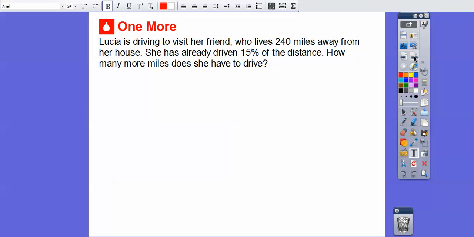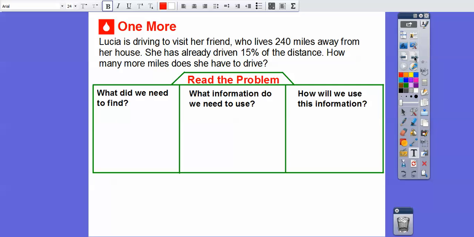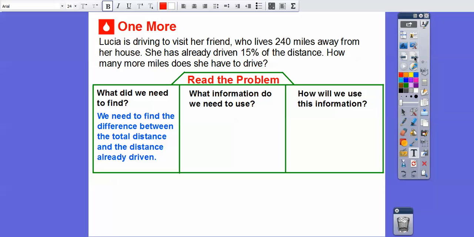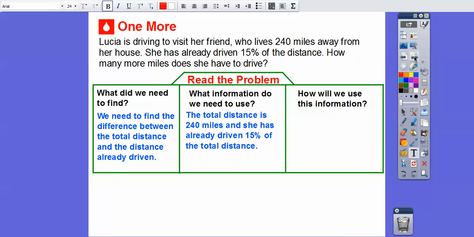All right, so one more, you guys. So Lucia is driving to visit her friend who lives 240 miles away from her house, and she has already driven 15% of that distance. How many more miles does she have to drive? Okay, so what do we need to find? Well, we need to find the difference between the total distance of the 240 and the distance that she already driven. Well, she already has driven 15%. So what information do we need to use? We need to, the total distance is 240 miles, and she has already driven that 15% of the total distance.